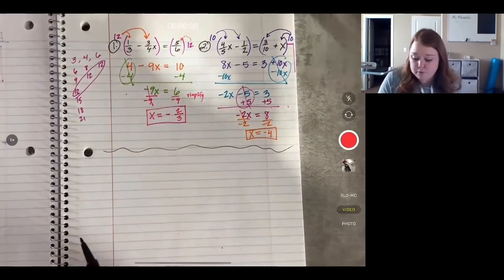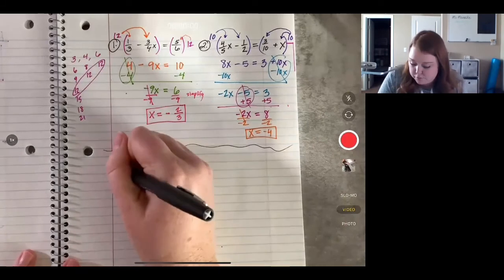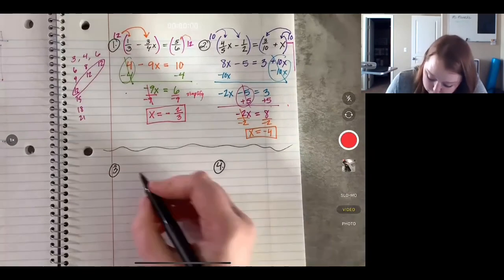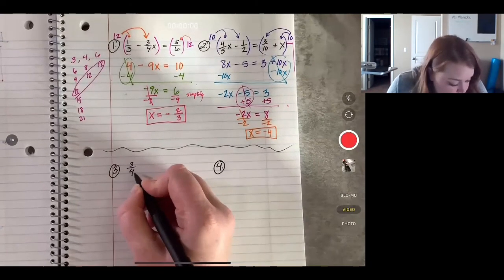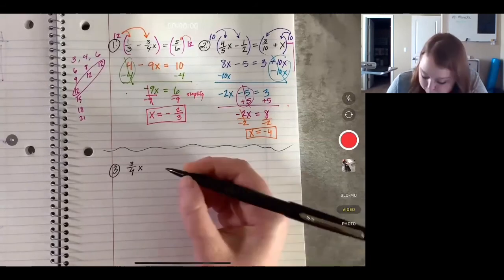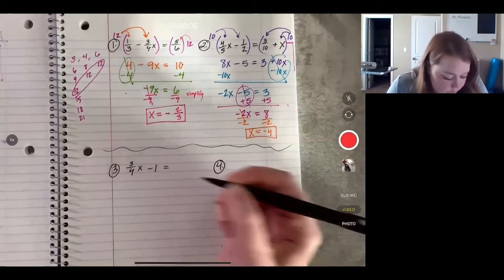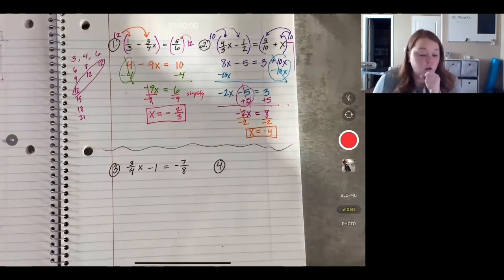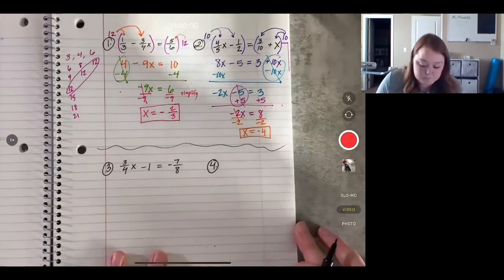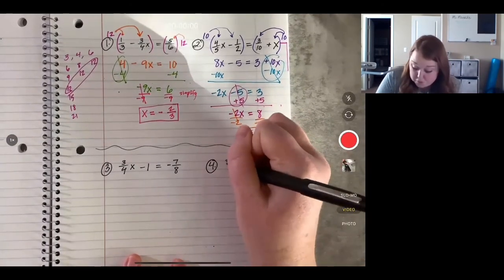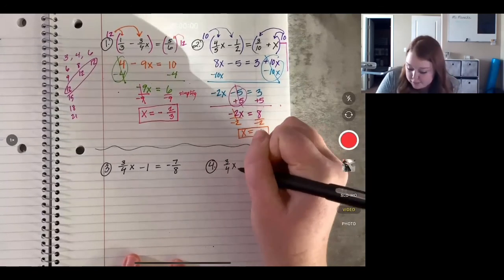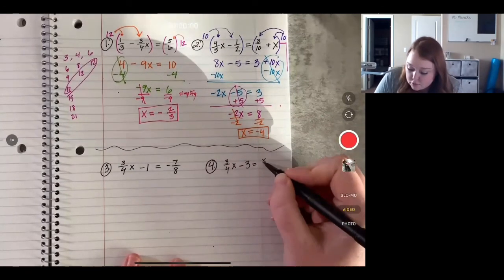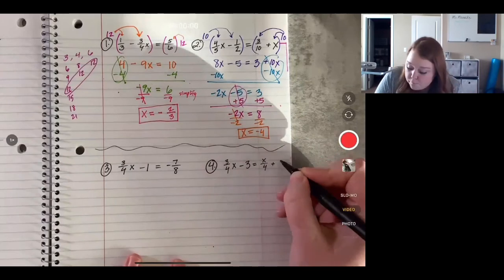Okay, so you have 2 practice problems. Here's number 3, here's number 4. Have them ready for class. So here you go. Number 3: 3/4 x minus 1 equals negative 7/8. Okay, number 4: 3/4 x minus 3 equals x over 4 plus half.